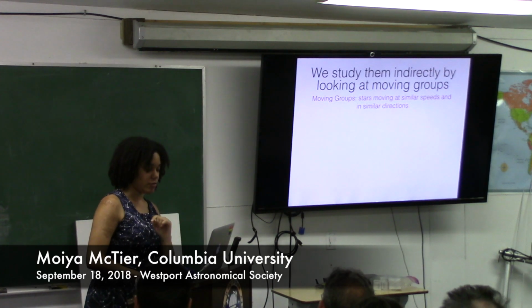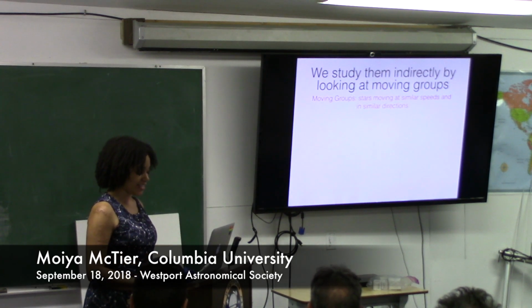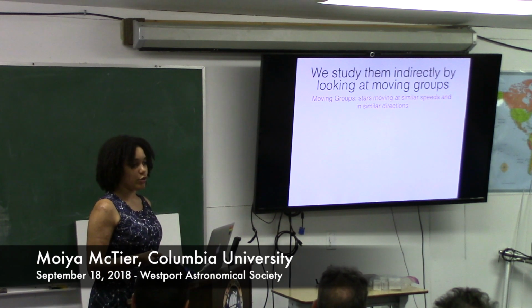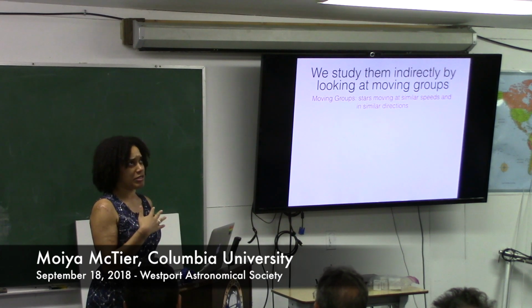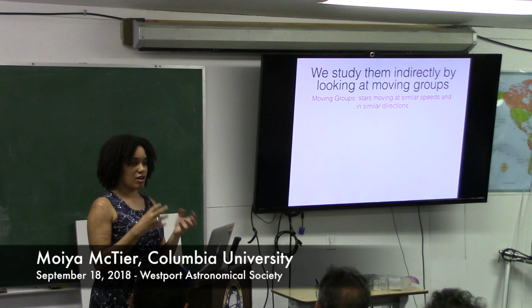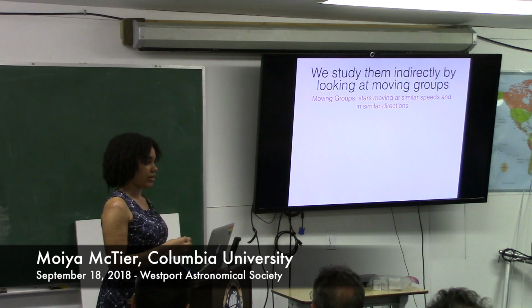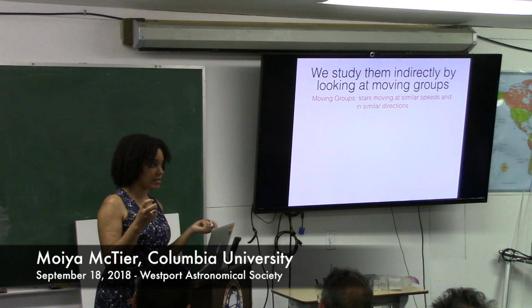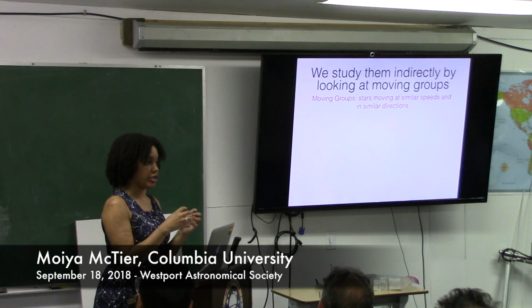Okay, I'm gonna move on. So talking about moving groups, which is how we indirectly study the things that I told you about on the last slide. So moving groups isn't a new field. Astronomers have been studying moving groups since the 60s. And moving groups are groups of stars that are moving at similar speeds and in similar directions. So they're clustered in what we call velocity space, even though they don't necessarily have to be anywhere physically near each other in the sky.